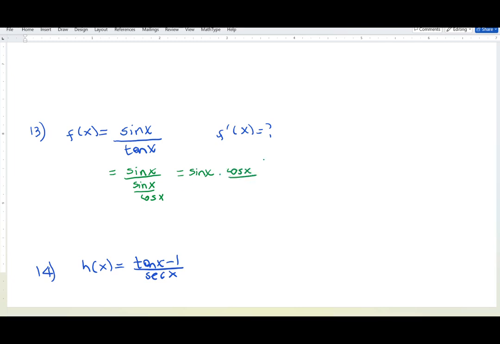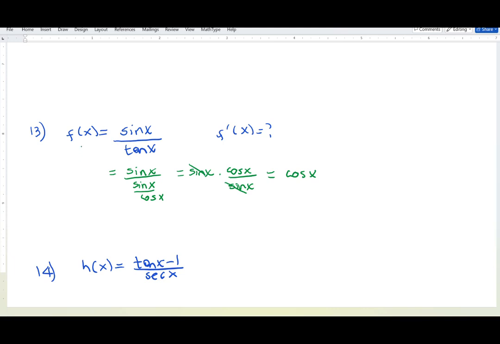So now you have sine x times cosine x over sine x. And as you can see now, the sine x can be canceled. So all we have is cosine x. So is that our final answer?